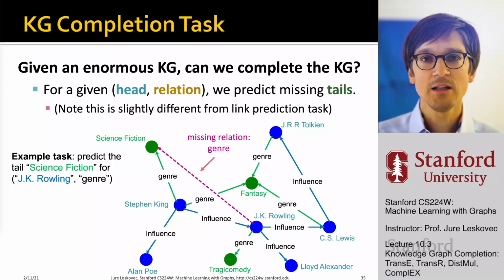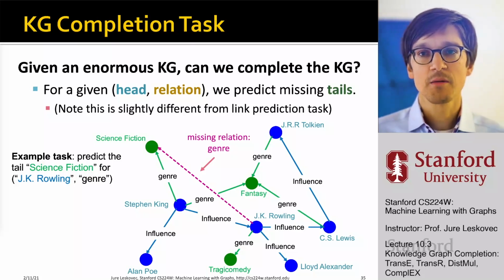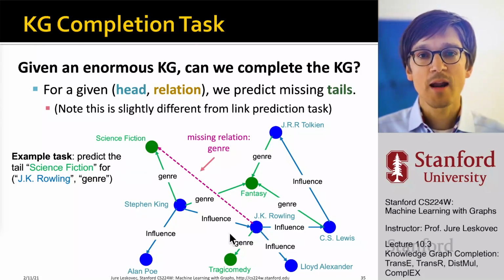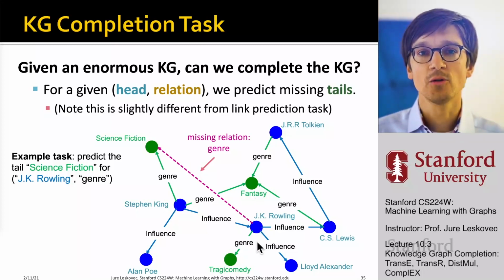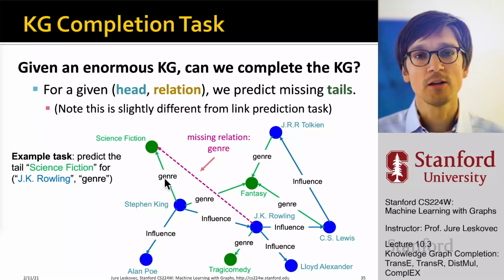Notice that this is slightly different from the classical link prediction task, where nothing is given, we just say predict what links are missing in the entire graph. Here we would say, we are interested in this particular node and this particular relation type, and we want to ask which other, let's say, genres is this author connected to? So for example, J.K. Rowling, the Harry Potter author, is connected to, let's say, the genre science fiction. That would be something we would want to predict. So what we are given is the head node and the relation type, and we want to predict the tail.